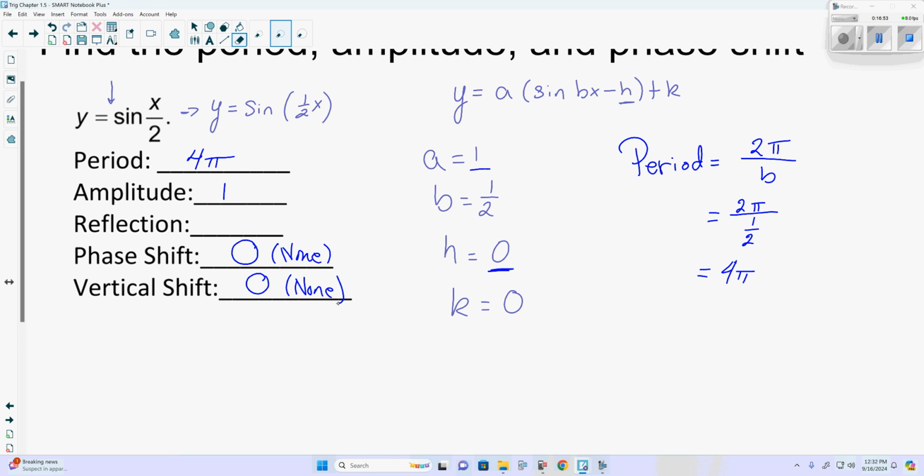Questions on this so far? K is vertical, yep. H is going to be our phase shift, our left to right, that horizontal translation. Reflection. We will have a reflection across the x-axis or y-axis if A or B is negative. So if the number in front, the A value, was -1, it'd be a reflection across X. If B is negative, it's a reflection across the Y. But are either one of those spots negative? No, so the reflection is none, there's not one.